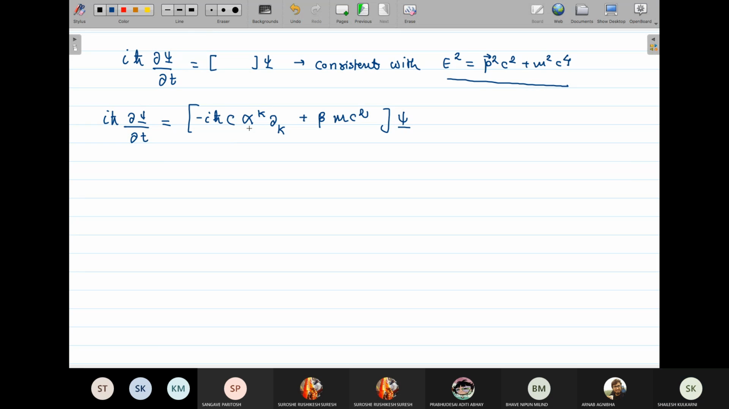Okay. So my demand is that any equation governing psi must be consistent with this, and it should be relativistically covariant. That means it must have the same order of time and space derivatives. Okay, so these two are the guidelines. So we have first order in time and first order in space, and I am taking some linear combination of the spatial derivatives. And I demand that this equation is consistent with this equation.